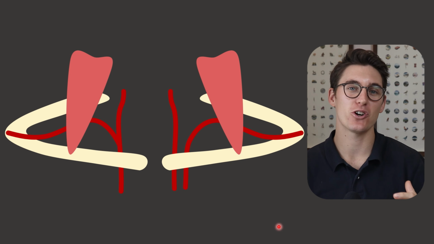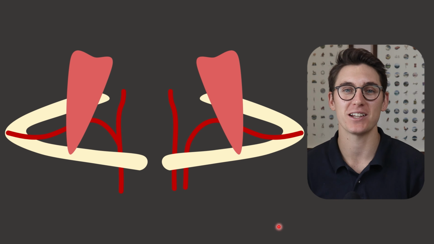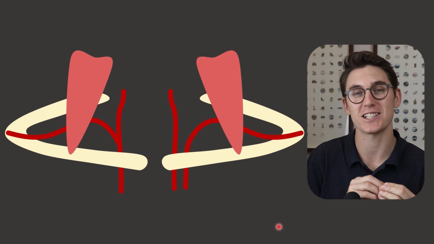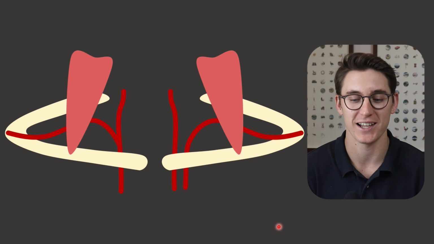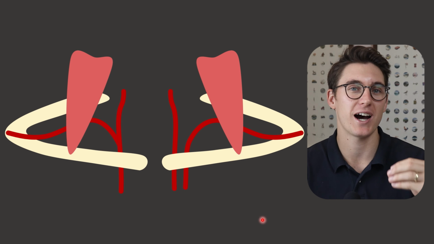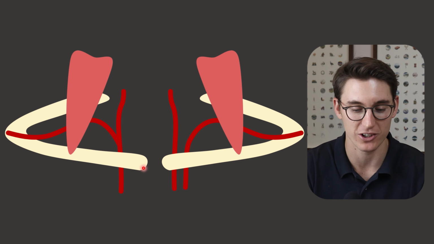Today's video is the first in a series of videos where we're going to be identifying and examining the arterial supply to the upper limb. Now it makes sense to start at the origin of that arterial supply, the subclavian artery. Now I've drawn this diagram here to highlight the difference between the right subclavian artery and the left subclavian artery.